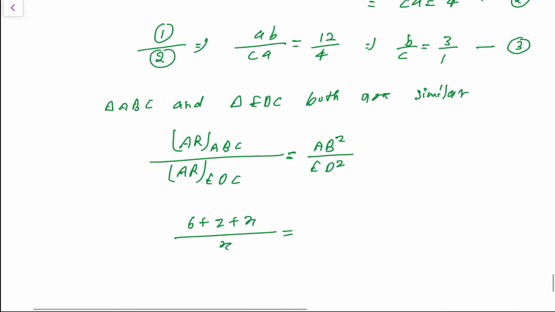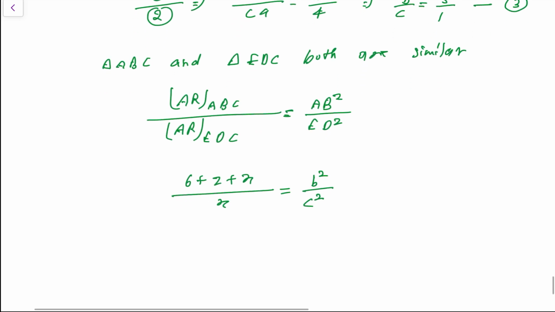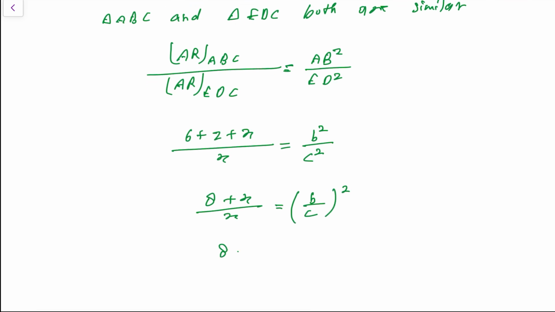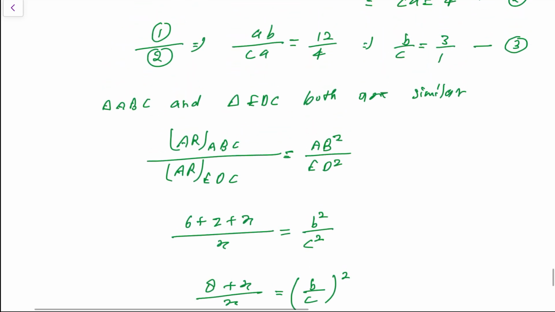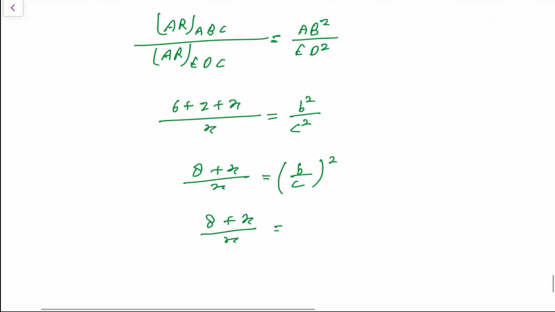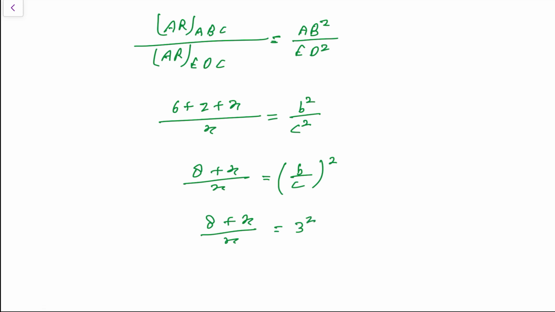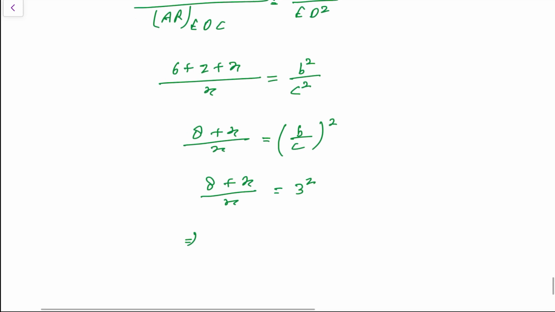So the ratio AB squared and ED squared can be written as BC squared divided by CE squared. After simplification, we have (8 plus x) divided by x on the left-hand side, and on the right-hand side we have (b divided by c) squared. So (8 plus x) divided by x is equal to (b divided by c) squared, and b divided by c is nothing but 3 divided by 1, in fact 3. So it can be written as 3 squared. Further, we have 8 plus x is equal to 9x.